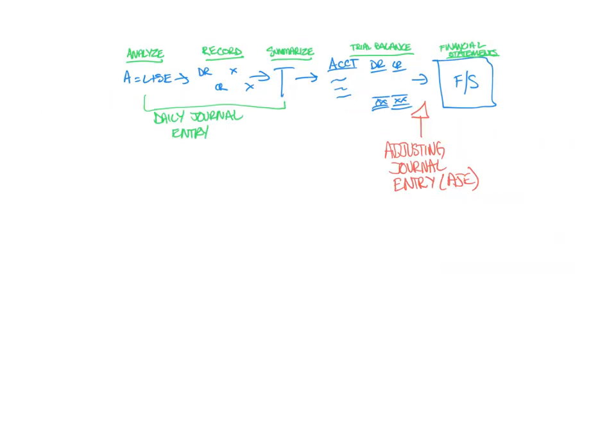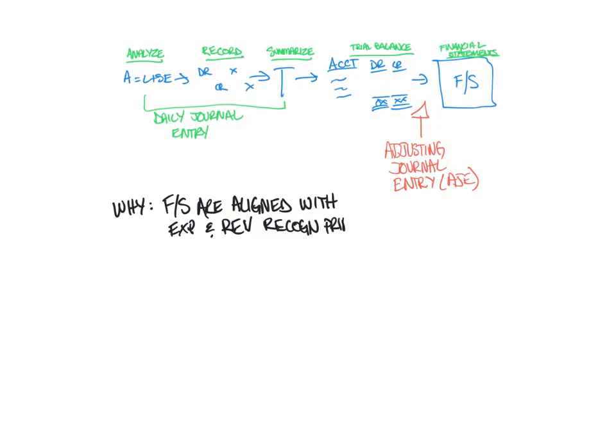To begin our discussion of adjusting journal entries, let's talk about some broad strokes. First of all, the purpose or the why for adjusting journal entries is to ensure that the financial statements are aligned with the expense and revenue recognition principles. Remember that adjusting journal entries don't involve cash.